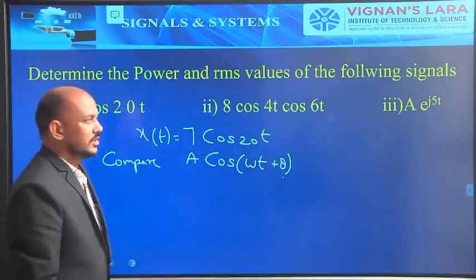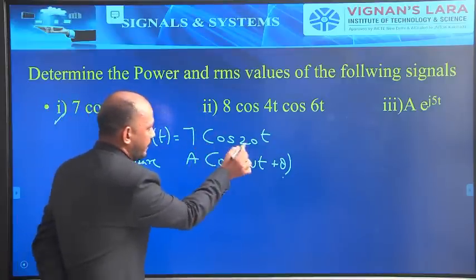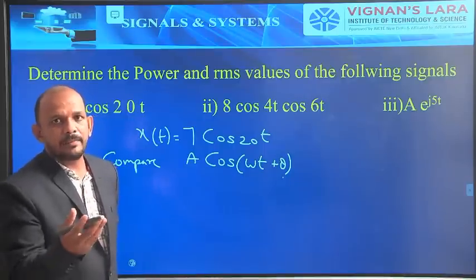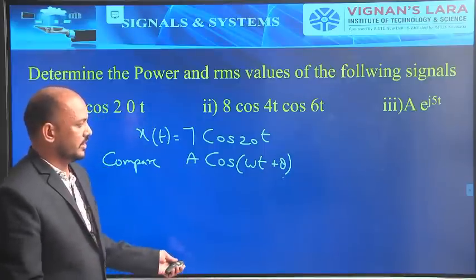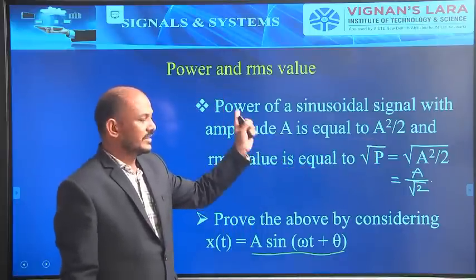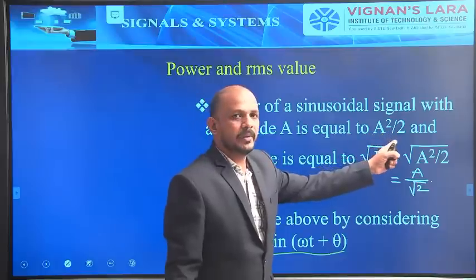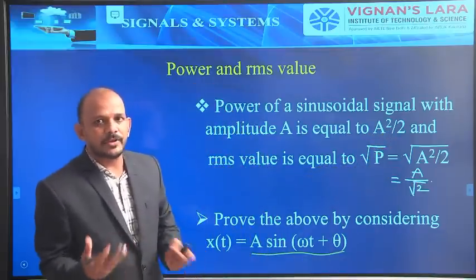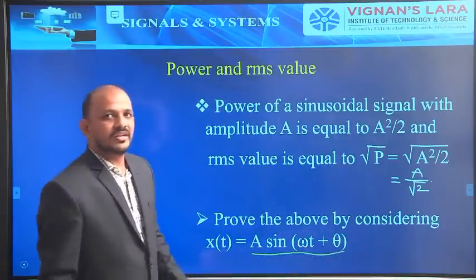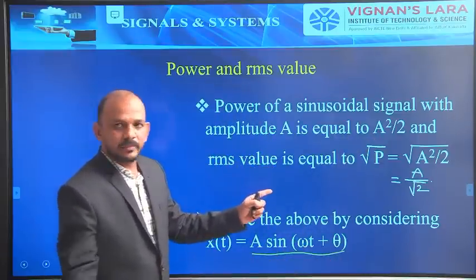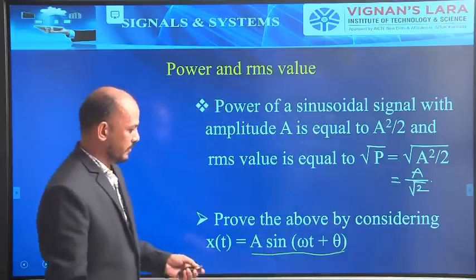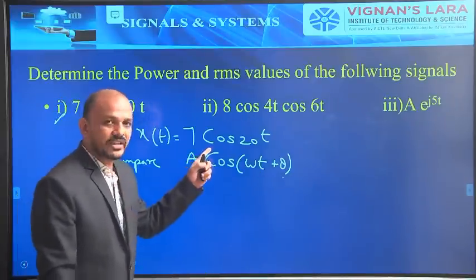Because if we know the amplitude of the signal, then I can find out the power directly by the square of the amplitude by 2, as I already explained in the previous set. For a sinusoidal signal with amplitude A, the power is equal to A square by 2. So first, if I know the amplitude, then I can easily calculate the power by the formula A square by 2. Then the RMS value, the root mean square value, is obtained as the root of power. So for this reason, first I have to find out the amplitude.